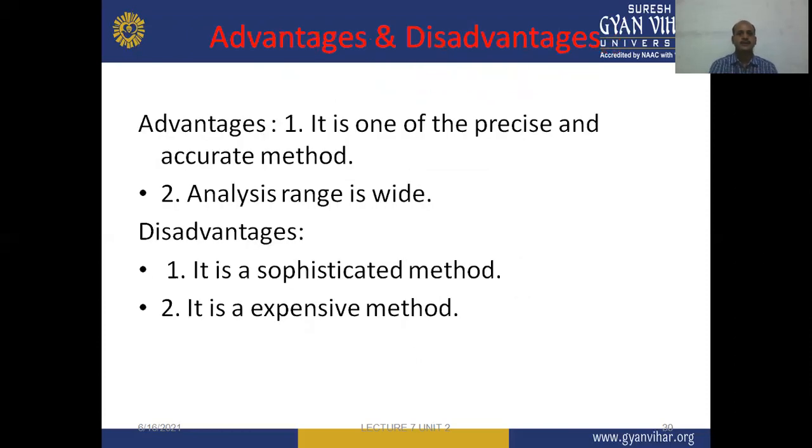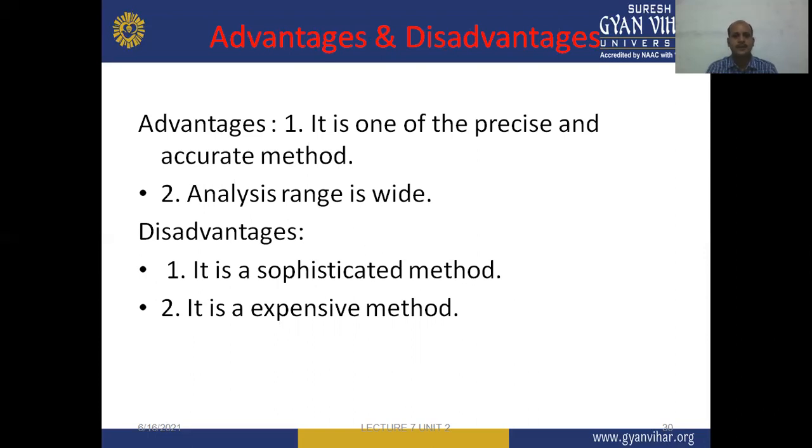So, the advantages and disadvantages of this method. We already discussed that this method is more accurate and precise than the other methods. The analysis range is comparatively wide, and we can count more than 4,000 particles in a second, as we discussed for the Coulter counter apparatus.